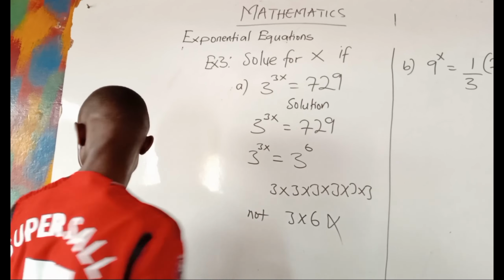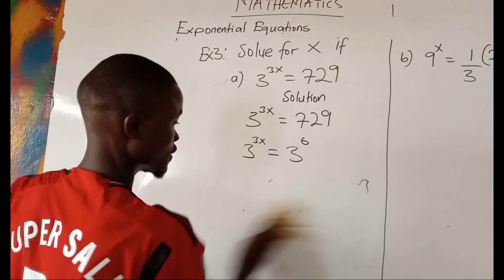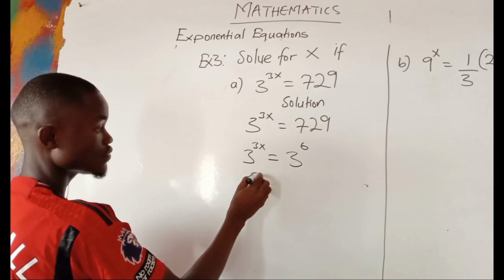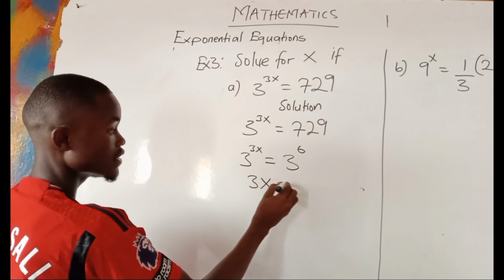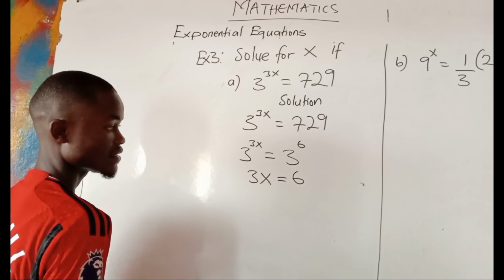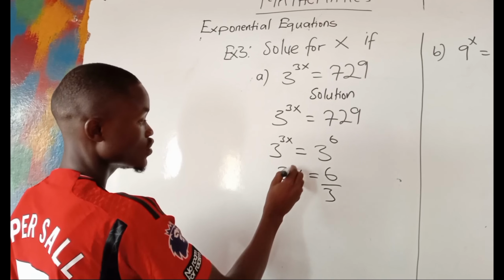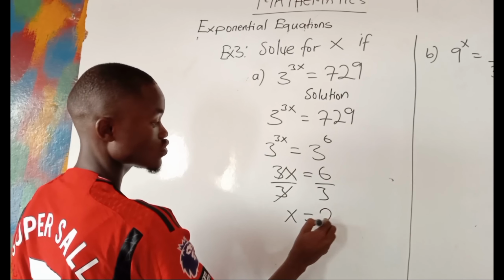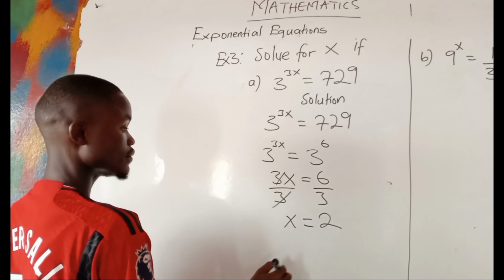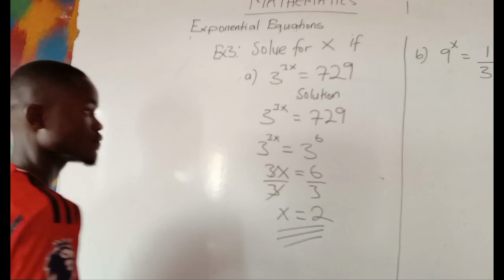Are we getting it? So we say, since the bases are the same, you equate the powers. So 3x equals to what? 6. Divide both sides by 3. So x equals to what? 2. Because 3 are 1 times into this guy, 2 times. So the value for x is equal to what? 2.